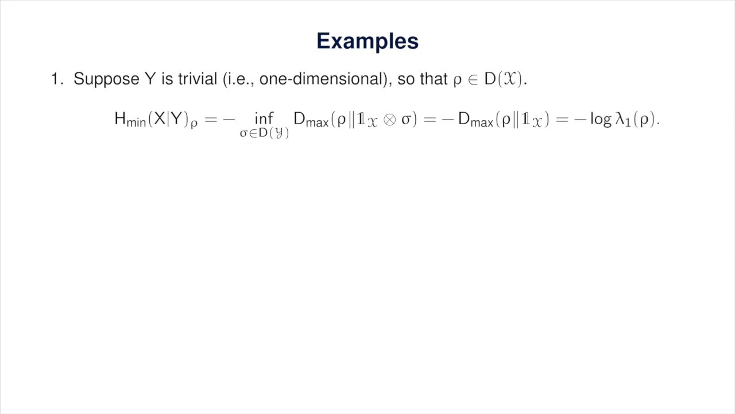And if you think about that for a moment, you'll find that this is the negative logarithm of the largest eigenvalue of rho.